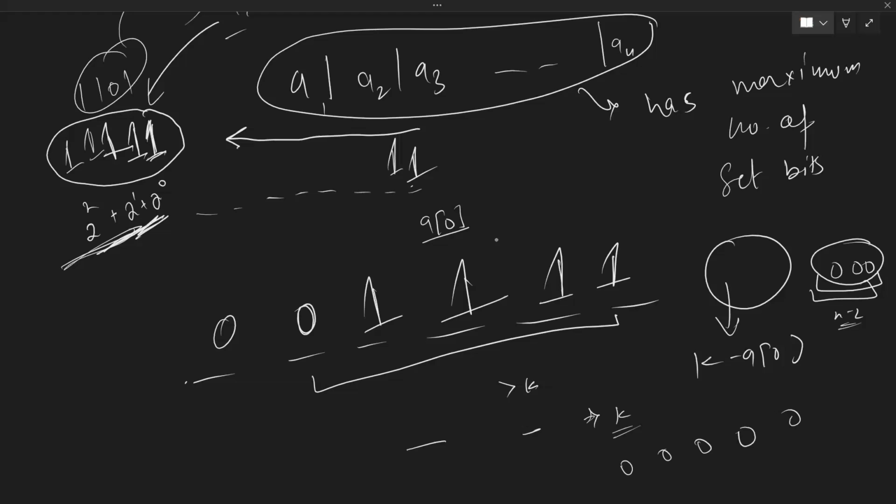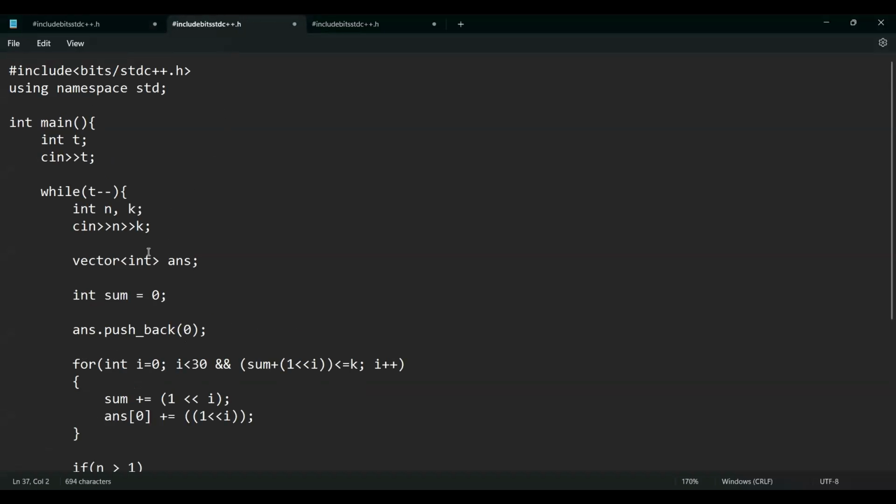Okay, so let me show you the implementation. So this is the implementation. In this, I have first taken n and k as input. This is my answer vector. This is my sum.